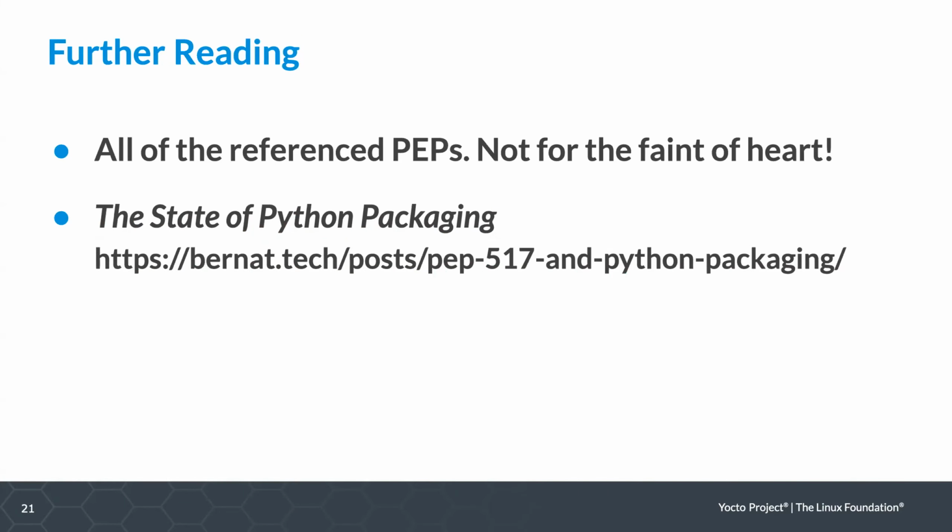So if you want to read more of the background to this, then you can start with the PEPs, and all the PEPs they reference, they accumulate. There's probably about 10. Not recommended. There is a blog series called The State of Python Packaging, which is actually quite interesting and goes into the history and what's going to happen in the future. So that's actually a good read. I do recommend that.